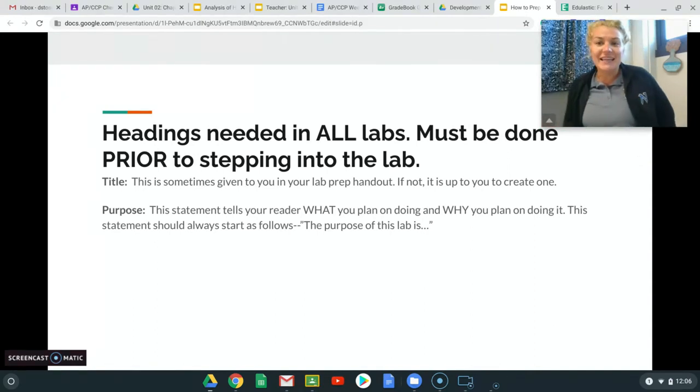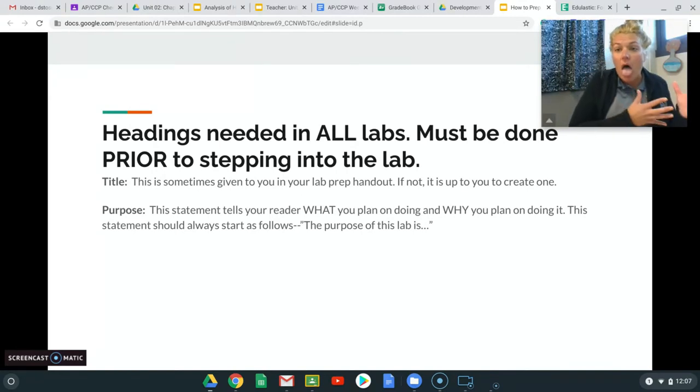Okay. The second thing is the purpose. This statement tells your reader of your lab what you plan on doing and why you plan on doing it. This statement should always start with the following phrase: The purpose of this lab is whatever the purpose is, okay? There's only two sections in an entire lab report that have to be in complete sentences. The purpose is one, and the conclusion is the last one, okay? So the purpose has to be in complete sentences.